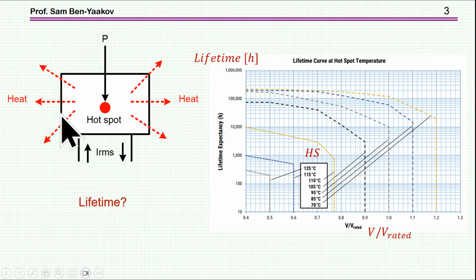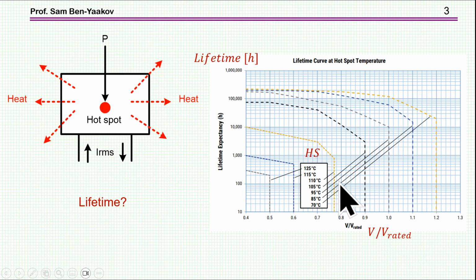So what we have here is a body. Here there's a capacitor in which power is dissipated, so heat is building up and temperature is building up, and therefore there is an imaginary hotspot which we are referring to, which is the hottest point, and it has a very important effect on the lifetime.